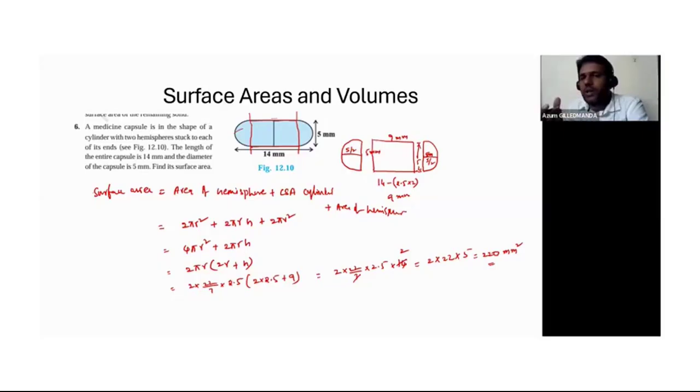Now for the cylinder, what do we need? The curved surface area is 2 pi r into h. H we need. What is h here? The total capsule length is 14. That means the radius of this hemisphere and that side hemisphere we need to subtract, so that we get the height of the cylinder. So that is 9 mm. Then what is the surface area? Area of this side hemisphere plus curved surface area of the cylinder plus area of the other hemisphere. So 2 pi r square, 2 pi r h, 2 pi r square. If we add and substitute, we get 220 mm square.